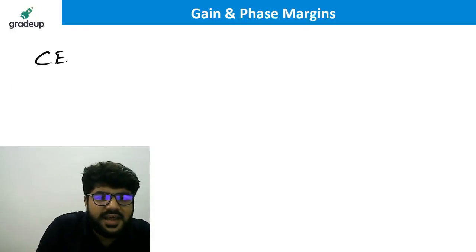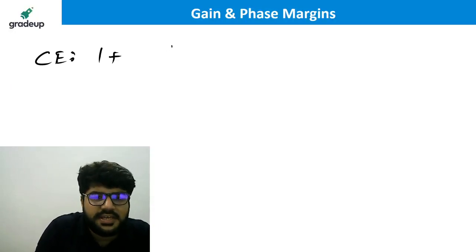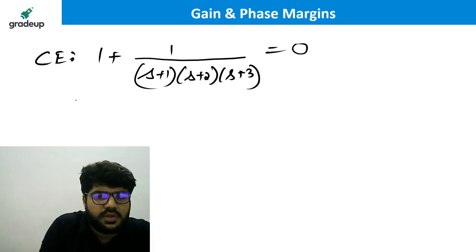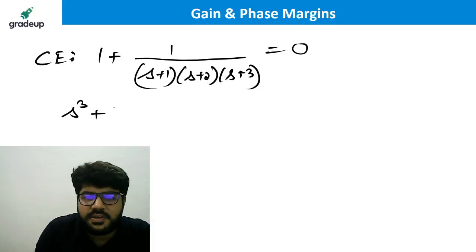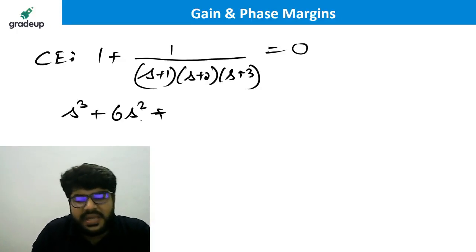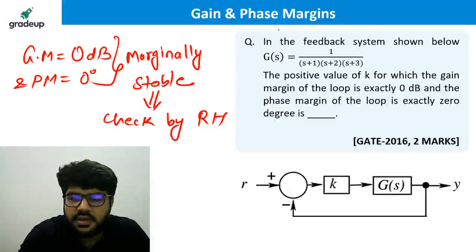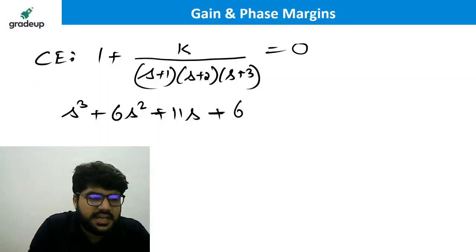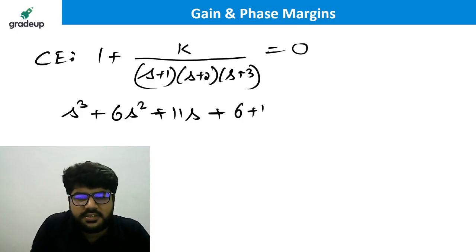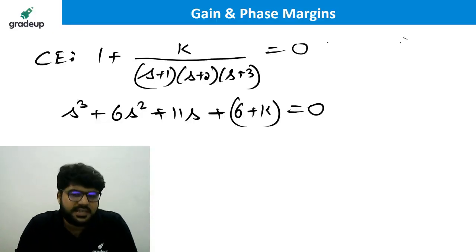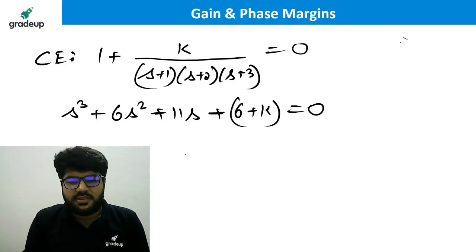For the RH criteria, I need the characteristic equation, that is 1 plus G(s)H(s) equal to 0, with 1 upon (s+1)(s+2)(s+3). That will give you the characteristic equation s cube plus (1+2+3) 6s square plus (1 into 2 and so on) 11s plus 6 plus k. It will be k here because it is connected in cascade with k. So this will become 6 plus k equal to 0. Now you can apply the RH criterion on this characteristic equation.